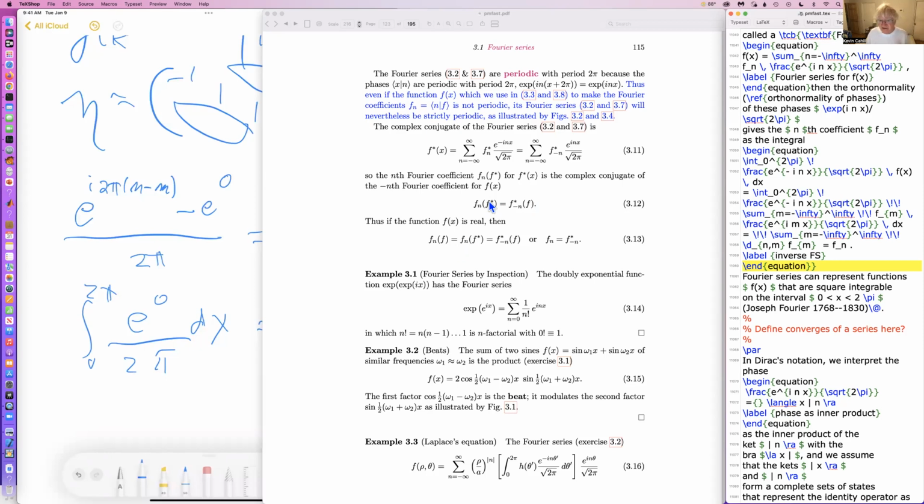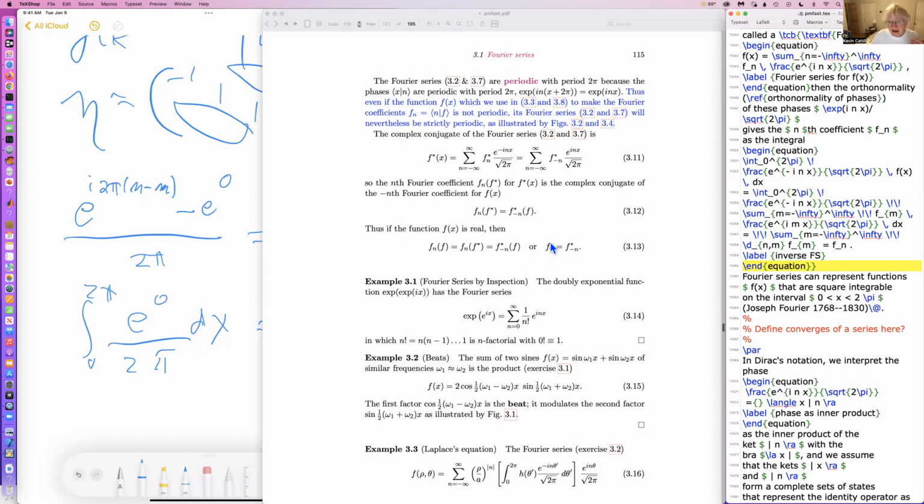And so if the function f is real, we can remove the star here, and we get that f_n of f star is f star of minus n, or equivalently, f_n is f_minus n star. A better way of saying it, I think, is that f_minus n is f_n star. I think that would be more reasonable. In other words, f_minus n is f_n star. That's a more natural way of writing this.